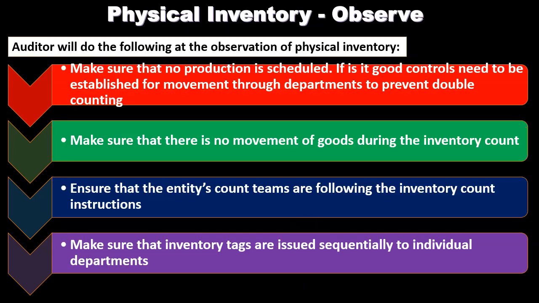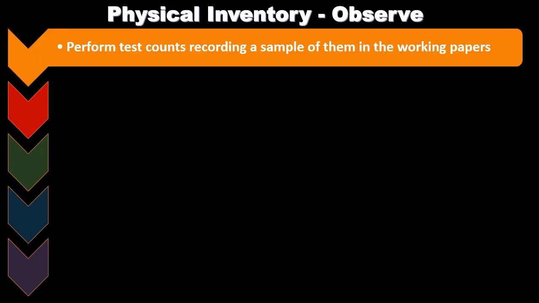Make sure that inventory tags are issued sequentially to individual departments. Perform test counts, recording a sample of them in the working papers. And of course, this is the primary task of many new auditors, so we get to actually count the inventory. This is kind of a fun thing a lot of times, because you might go out there when the company is actually counting the inventory as well. And you'll have to say, I'd like this certain piece of inventory. It might be something easily accessible, or it might be way back in the warehouse, and poor industry people have to go back in there and pull it out. It's up on the top shelf over there, get the forklift out and pull it out.